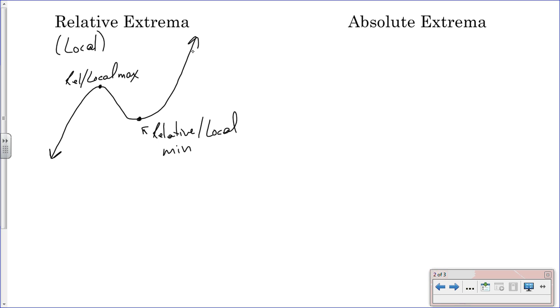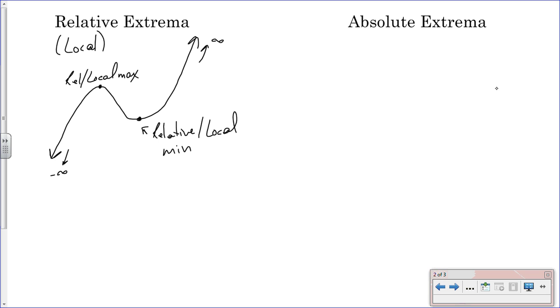Now the reason is because obviously the max for this would be positive infinity. That would be your absolute max. And your absolute min for this would be negative infinity. But you can't actually get there, right? But say you're only dealing with an interval, right? This would be your relative max and min.